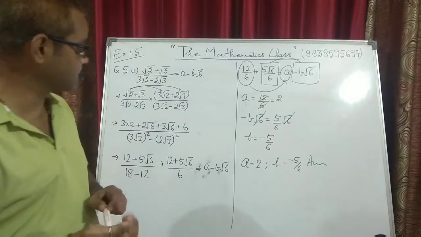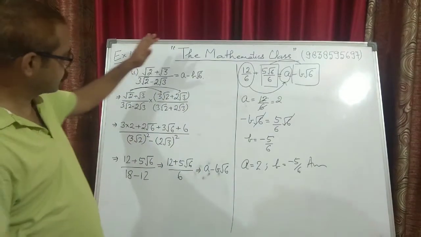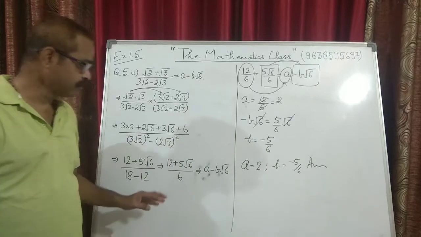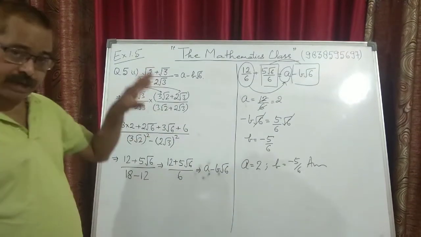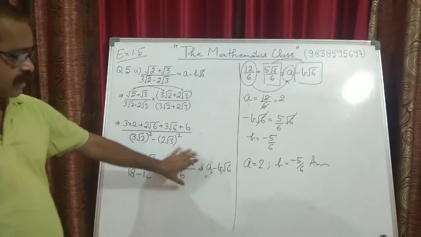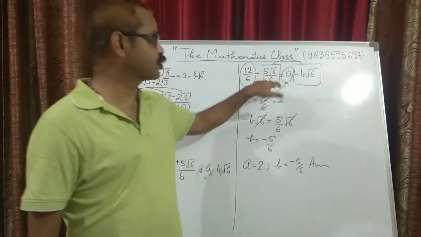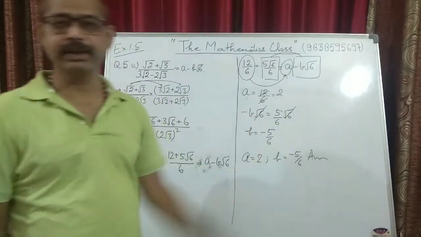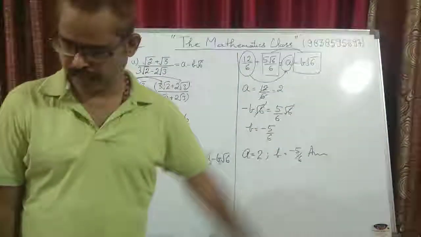This is how we need to solve. The basic thing is we simply solve it by the conjugate and everything. But when we are able to write the expression in this form, then we need to compare these two values, and by comparing we'll get the value of a and b.